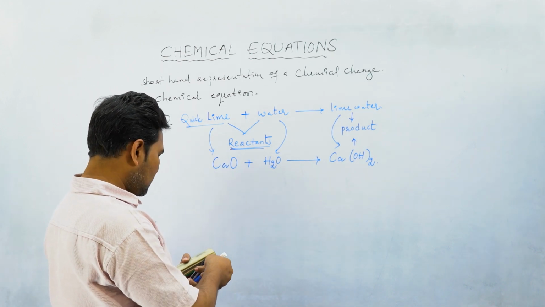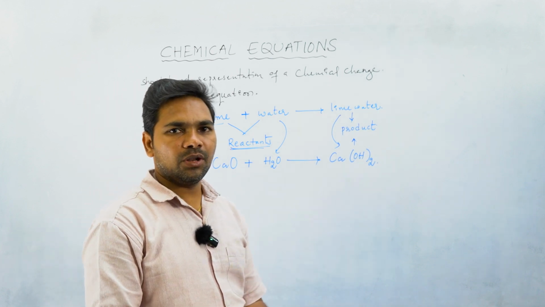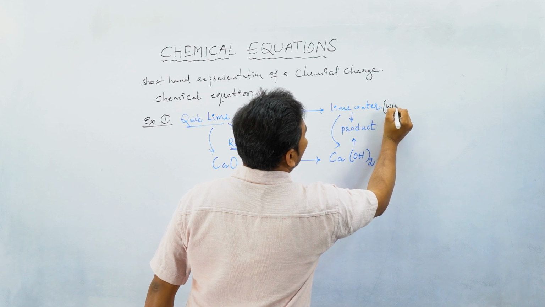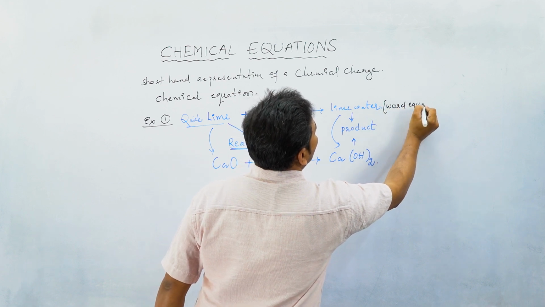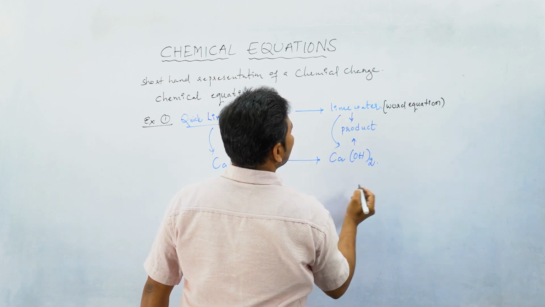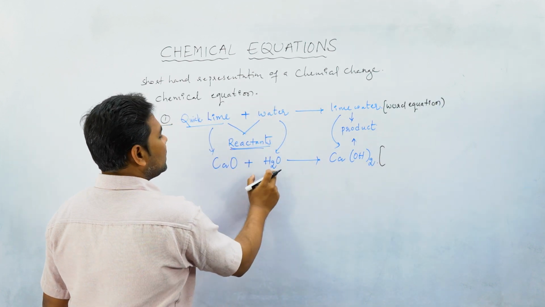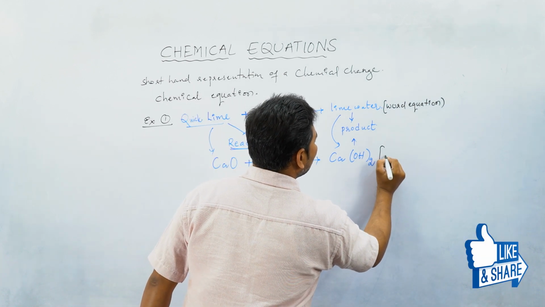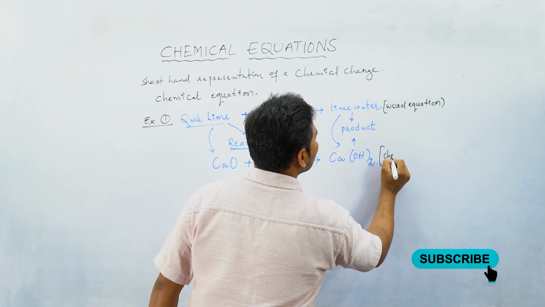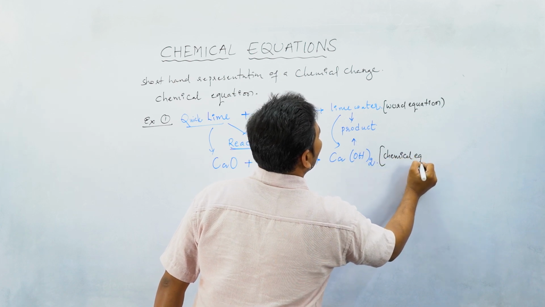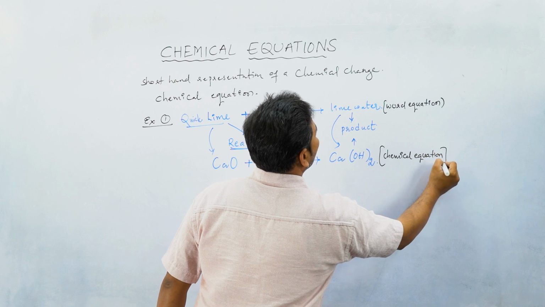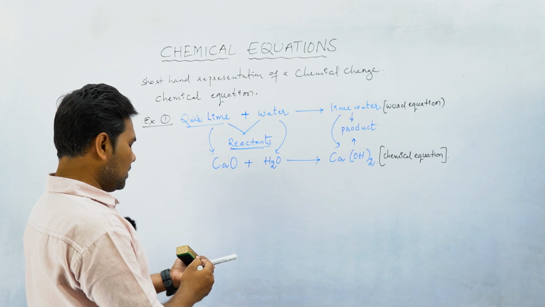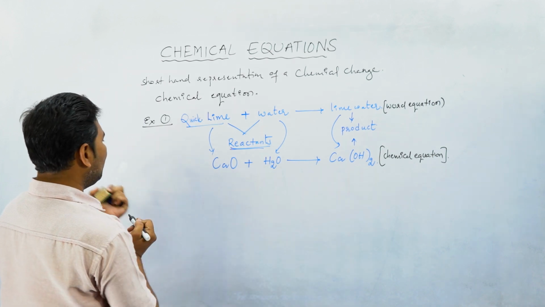But the difference is, if you use their chemical names to represent it, this equation is called a word equation. Whereas if you use the symbols or formulae of the reactants and products, we call it a chemical equation. It's not a word equation. So this is how we write chemical equations for various changes. Okay, let me write others. This is activity 1 that we did.